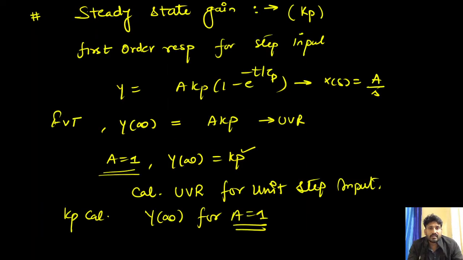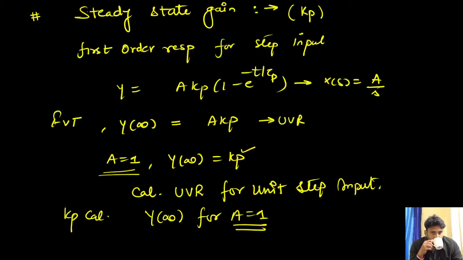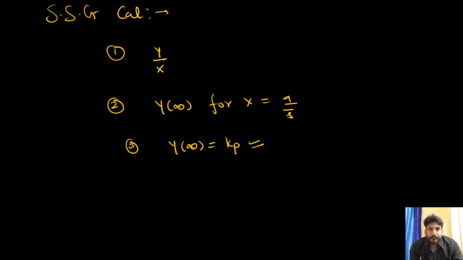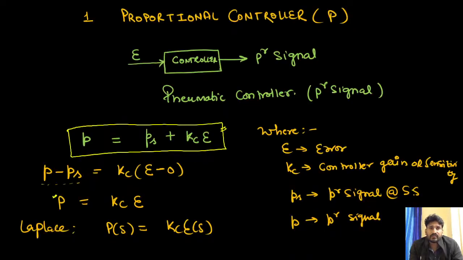How to calculate the steady state gain, I already discussed. For unit step input, if you calculate the y infinity, that is the steady state gain. Offset, very, very important. R minus y infinity is the formula. For servo mode, it is this. For regulatory mode, it is minus y infinity.